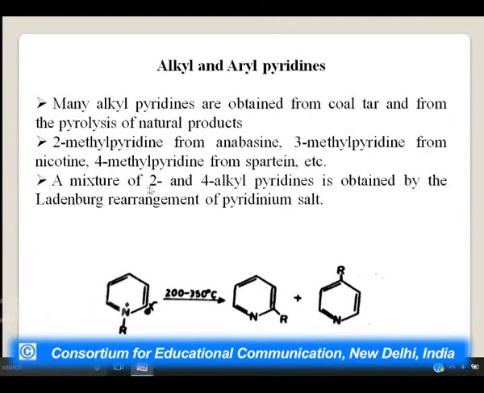A mixture of 2 and 4 alkyl pyridine is obtained by the Ladenburg rearrangement of pyridinium salt as shown in this reaction. You can see this is the pyridinium salt with N positive charge and X negative, and at this temperature you will get these two, it is a mixture of 2 and 4 alkyl pyridines.